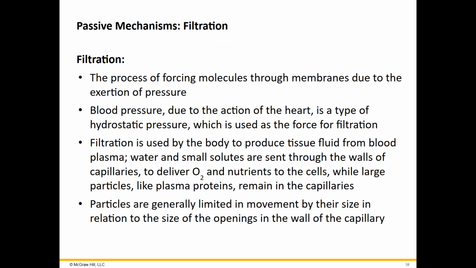Filtration is used by the body to produce tissue fluids from blood and plasma. Water and small solutes are sent through the wall of the capillaries to deliver the oxygen and nutrients to the cell, while large particles like plasma remain in the capillaries.